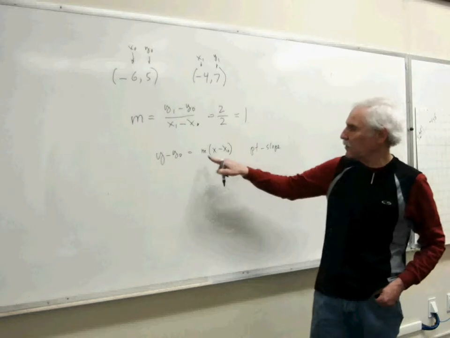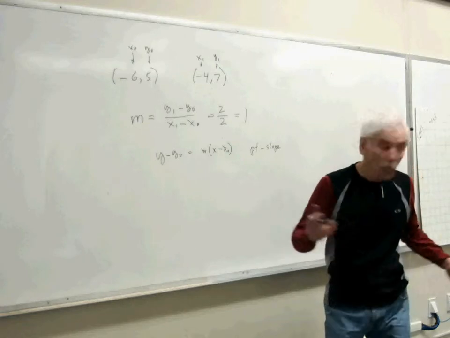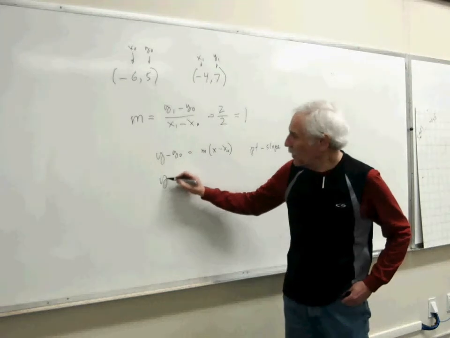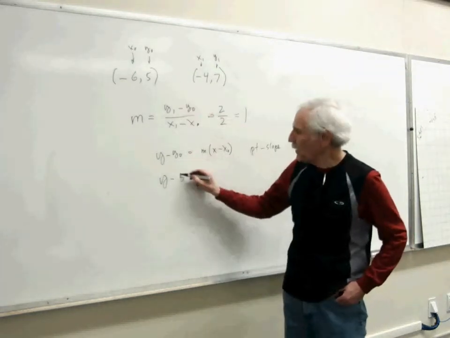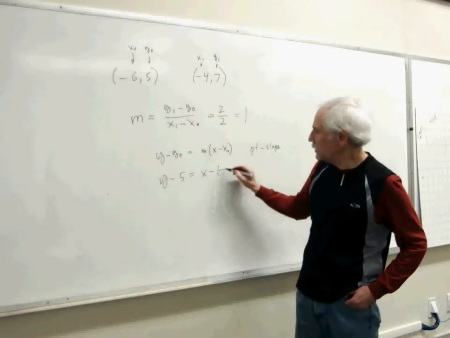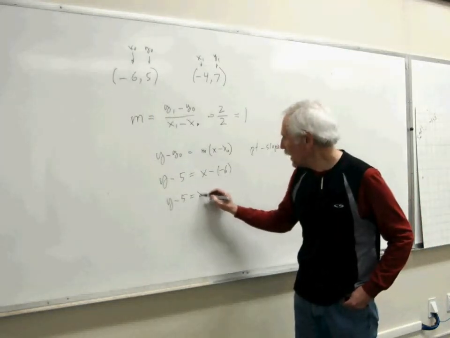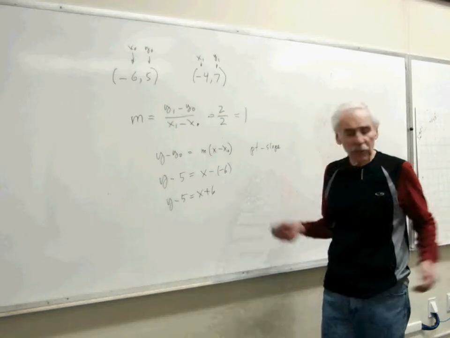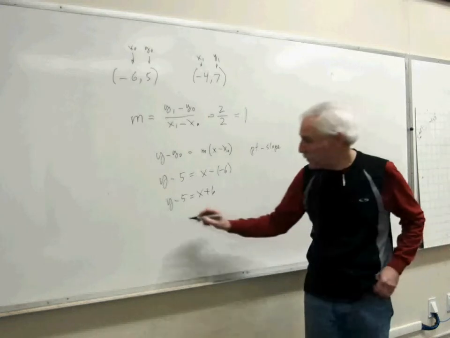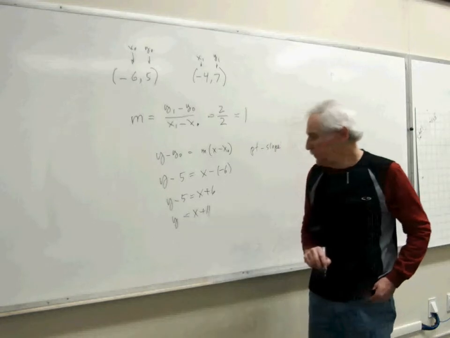Why do I call it that? Because there's the slope, and we're referencing one point on that line. Any point on that line will work, and I'll show that in a minute. So let's just plug it in. y minus y0 is y minus 5. The slope is 1, so x minus x0 is x minus minus 6. So y minus 5 equals x plus 6 would be the point-slope form. And if you want to put it in y equals mx plus b, just put the minus 5 on the other side, and you get x plus 11. y equals x plus 11.